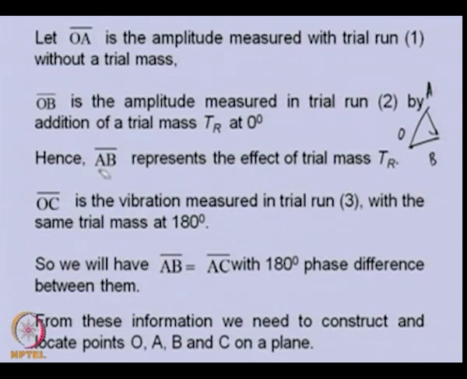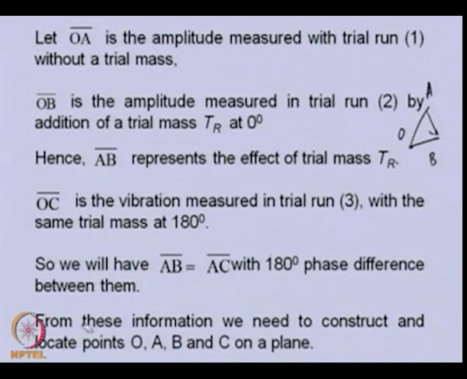So, AB and AC vectors are both the effect of the trial mass, but in one case it has been kept at 0 degree for AB, and for AC it has been kept at 180 degree. The effect should be equal but opposite. So basically AB should be equal to AC, but with a minus sign, because they have a 180 degree phase difference.